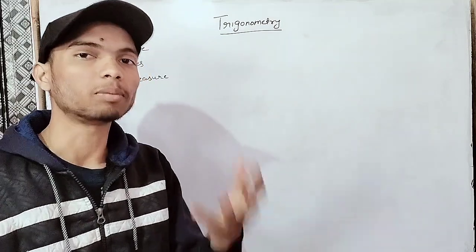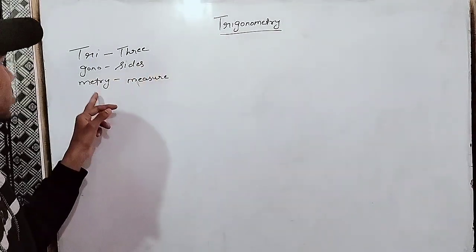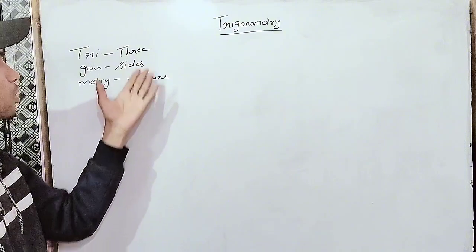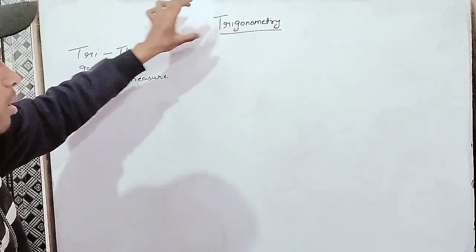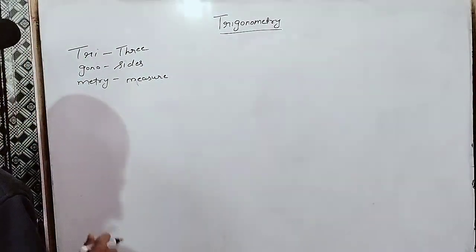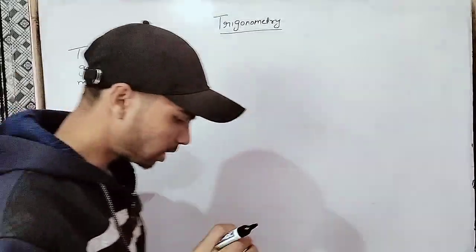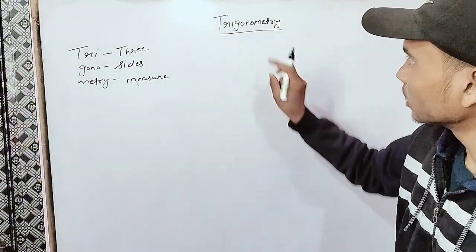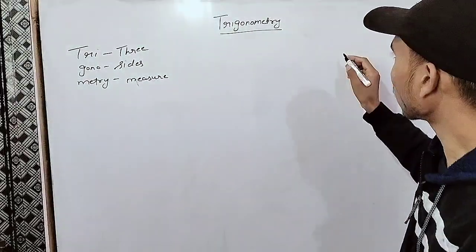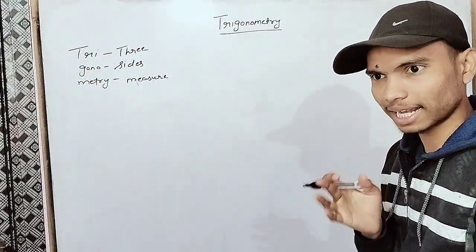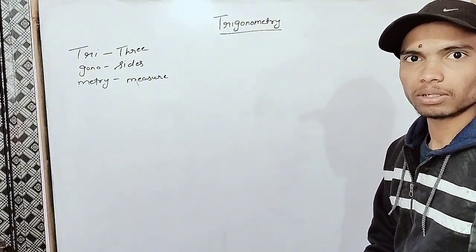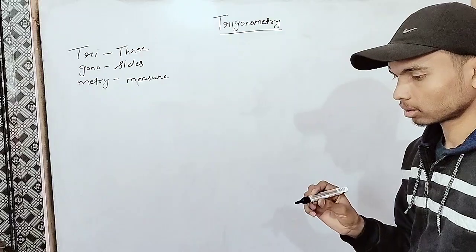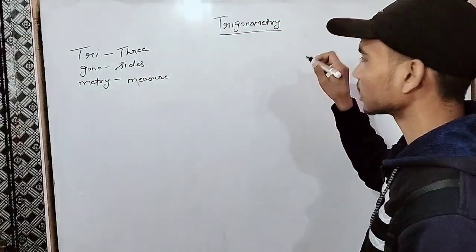It's our chapter. So the meaning of this word is: measure of three sides. We are going to break down this word, and gradually we will understand. Always remember, in the context of trigonometry, one side would be horizontal, like that.